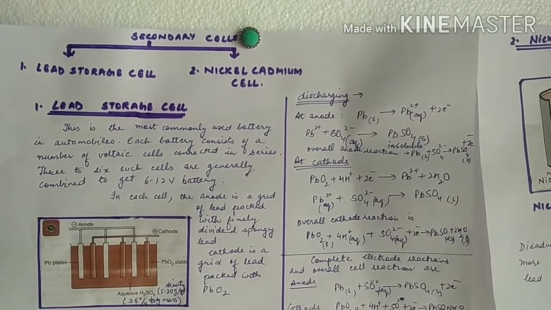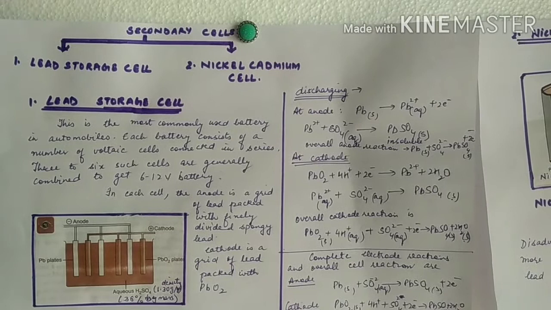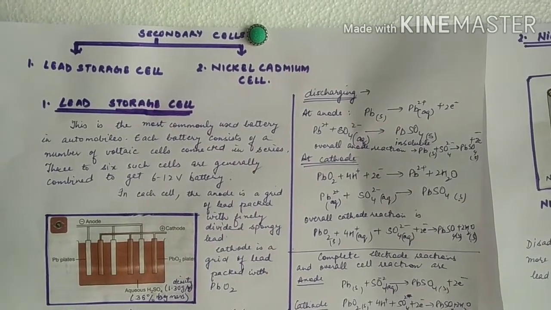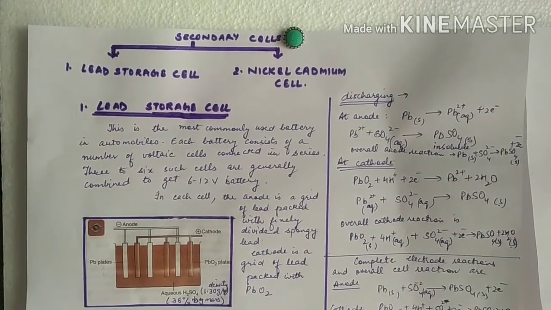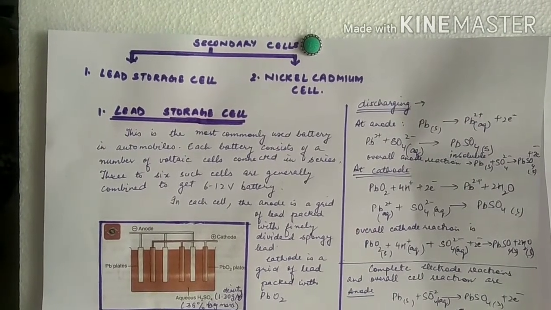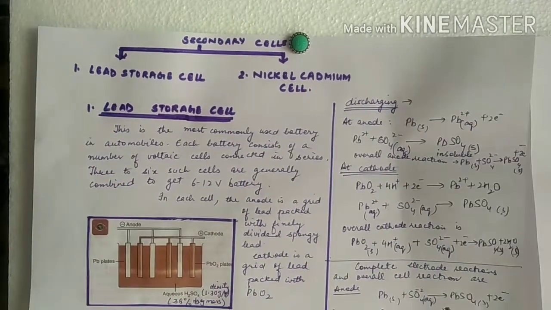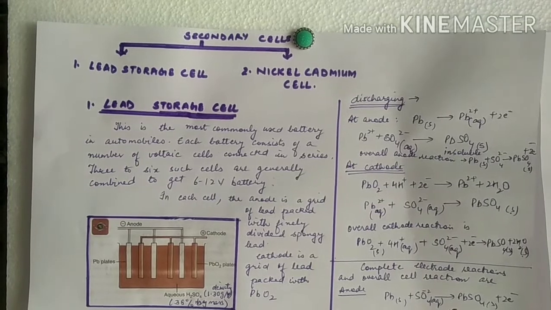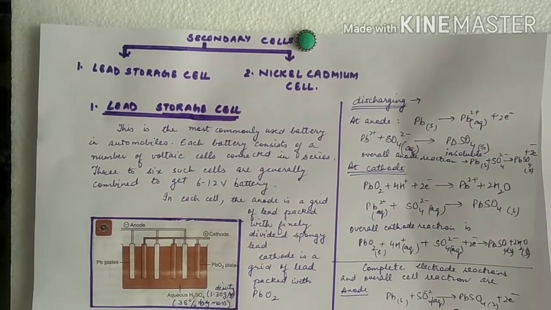Our topic for today is secondary cells. This is in continuation to the primary cells that we did in the previous video. So, secondary cells are those which can be recharged. Once discharged, electricity can be passed and they can be made to work again. There are two types of secondary cells that we will study: lead storage cell and nickel cadmium cell.